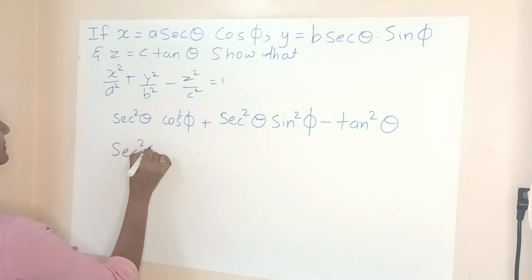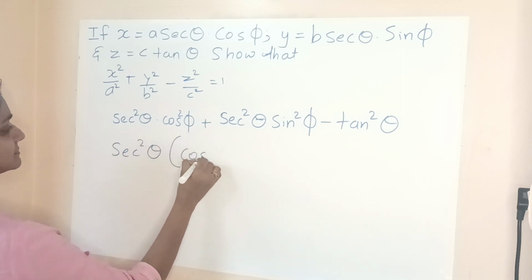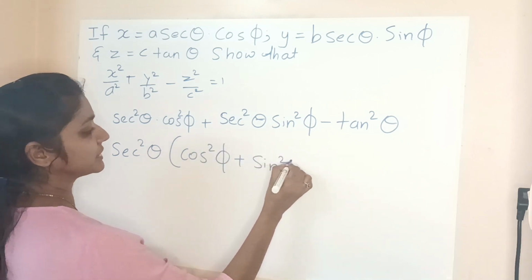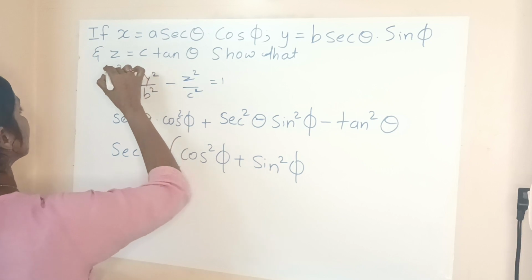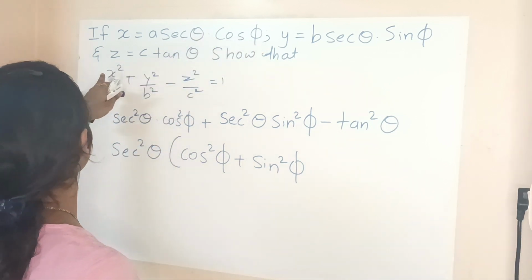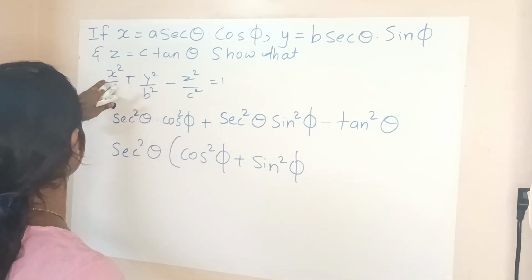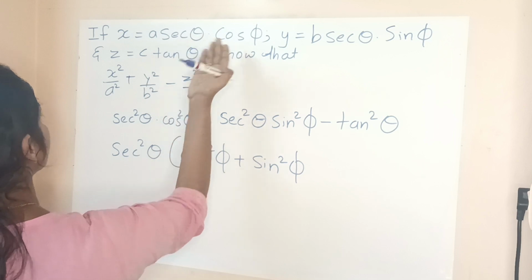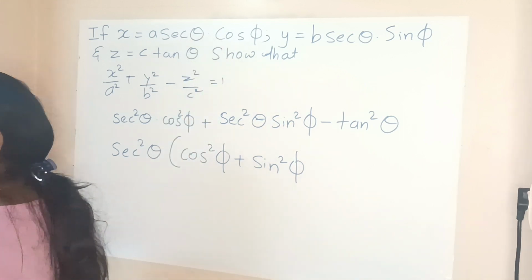Is there anything left in this sum to do now? We are squaring on both sides. Why should I square on both sides? This x by a is nothing else but sec theta into cos phi. They asked us to substitute in this x square by a square. So x square by a square is nothing else but sec square theta into cos square phi, right?